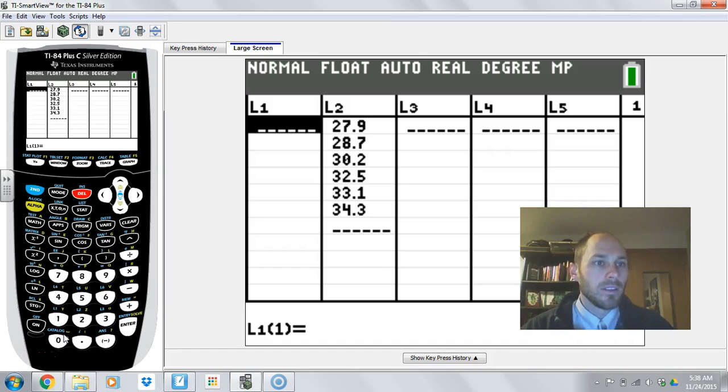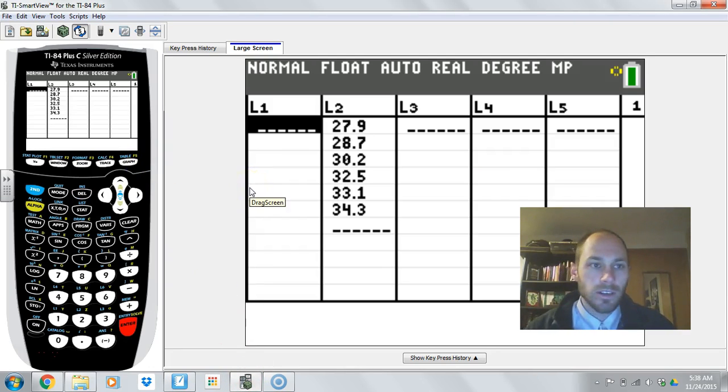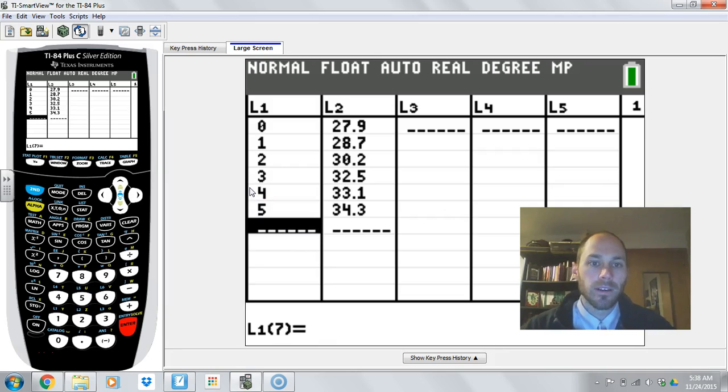In the situation that we're working with, we're creating a scatter plot of women's clothing stores in the United States from 97 to 2002. So these are years since 97, so you can follow along in your directions. I enter the data. So I'm going to enter 0, 1, 2, 3, 4, and 5. And then I enter the corresponding data in line 2. I should have each set of data matched up.